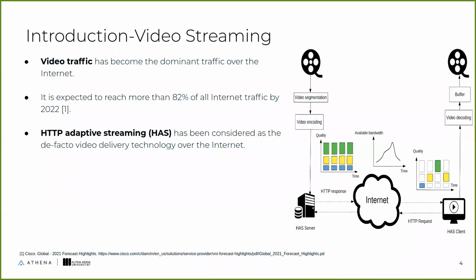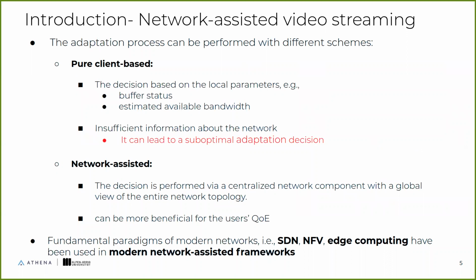As you know, video traffic has become the dominant traffic over the internet, and according to the Cisco VNI report, it is expected to reach more than 82% of all internet traffic by 2021. HTTP adaptive streaming has been considered a de facto video delivery technology over the internet. In this technology, the video segments are encoded in different resolutions or bitrates and stored in an HTTP server, so the video player adapts the video quality by considering client resources like playout buffer and network conditions.